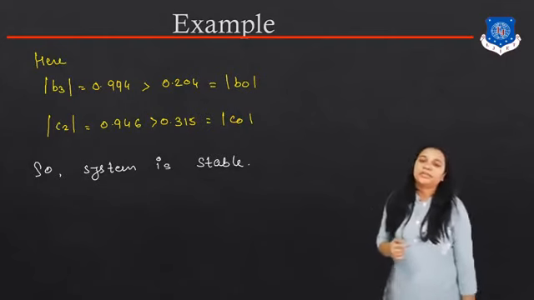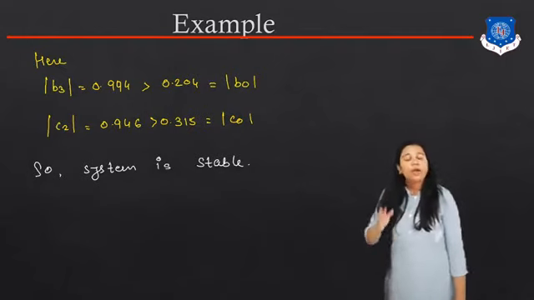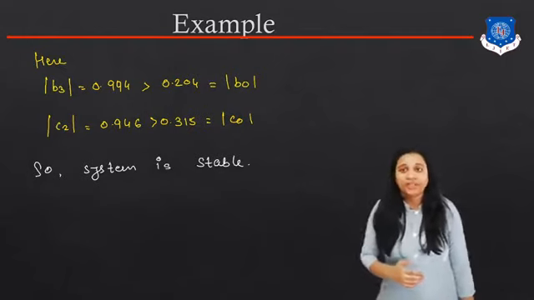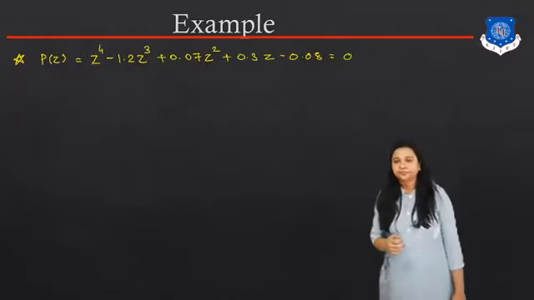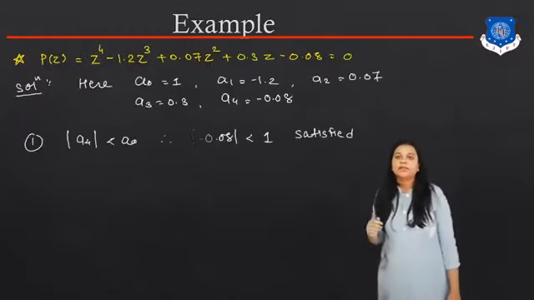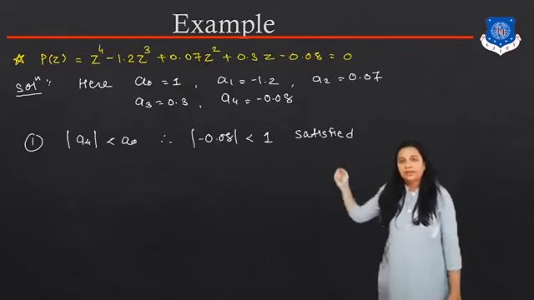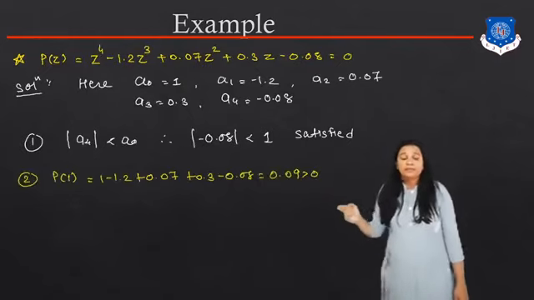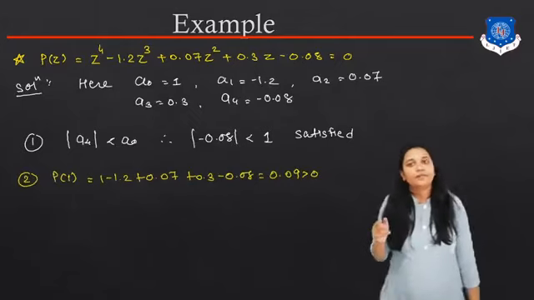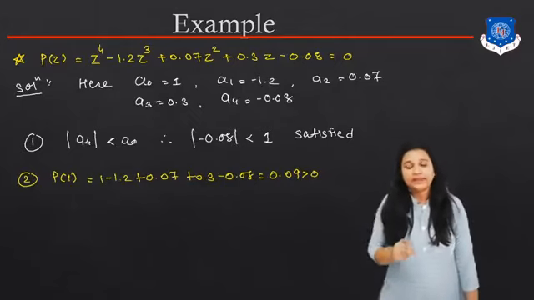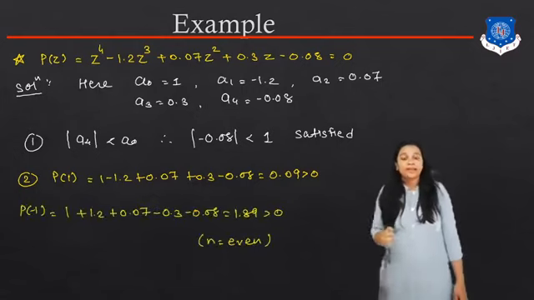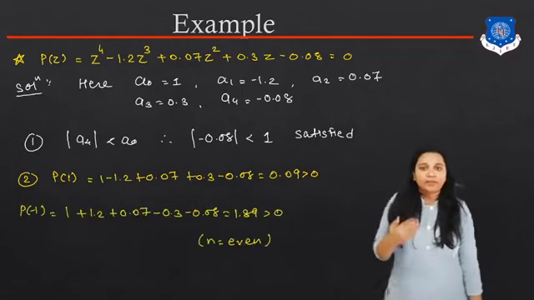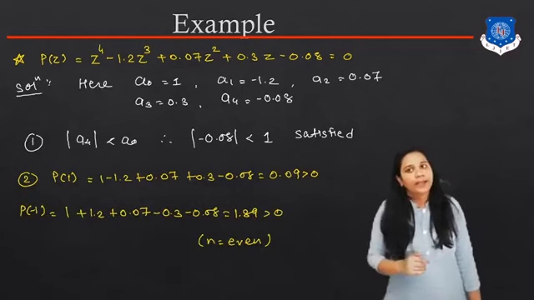So using this unit stability test, we can find the stability of the system. For that, first of all, we check the conditions. This is our characteristic equation. The first condition is that the modulus of A4 is less than A0. Then we put z equal to 1, and it should be greater than 0. Then the second condition is satisfied if we put z equal to -1 and it is greater than 0 for n even, and less than 0 for n odd.